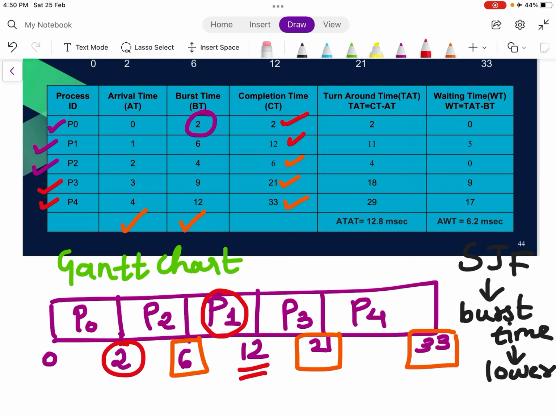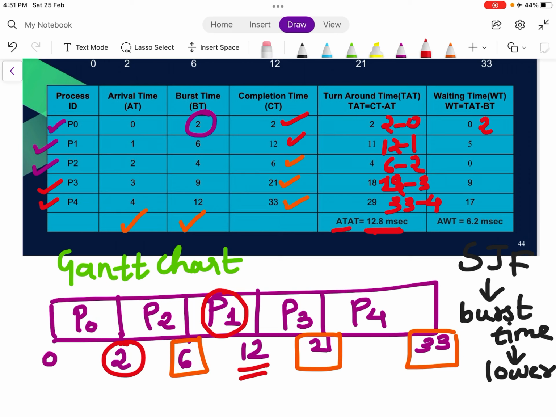Turnaround time is completion time minus the arrival time. So 2 minus 0 is 2. 12 minus 1 is 11. 6 minus 2 is 4. 21 minus 3 is 18. And 33 minus 4 is 29. So when you add them and divide by 5, you get 12.8 as the average turnaround time.